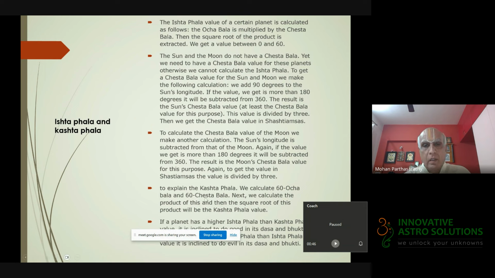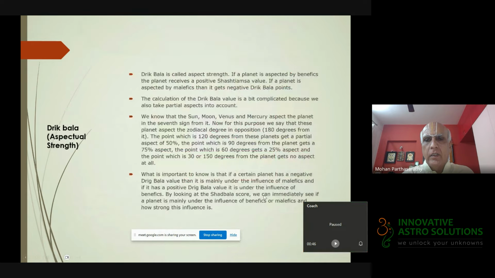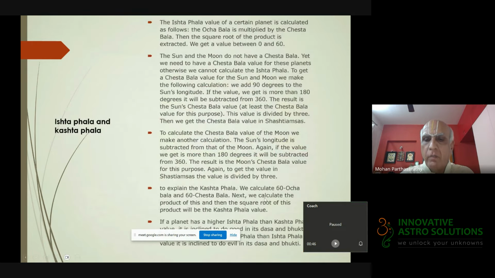To explain the Kashtapala, we take 60 minus Uchapala and 60 minus Cheshtapala. Next, we calculate the product and then the square root of this product to arrive at the Kashtapala value. So the higher the Kashtapala value, the more the planet is not powerful. If it has more Ishtapala, the planet gains value. The more Ishtapala value the planet gets, the more powerful it will be.